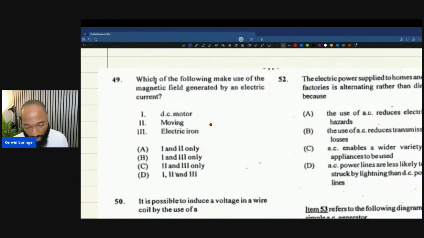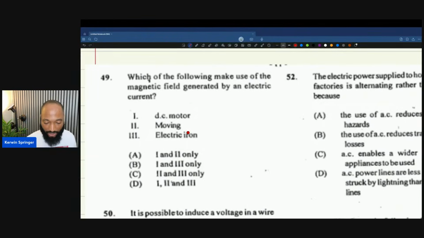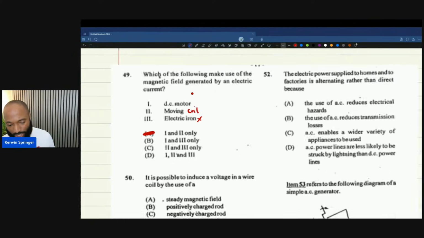Which of the following makes use of the magnetic field generated by an electric current? This is supposed to be some kind of moving coil something, right? So some moving coil something. Something is missing there. I know that question from back in the days. So DC motor, moving coil something, electric iron. This doesn't make use of that. So 1 and 2. 1 and 2 only. Electric current, magnetic field. It's 1 and 2 for this answer.